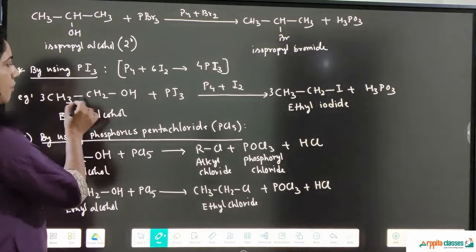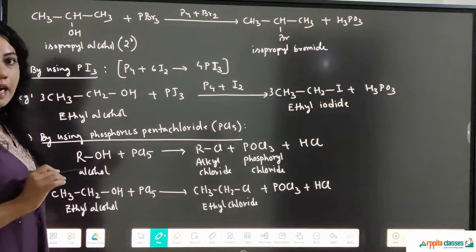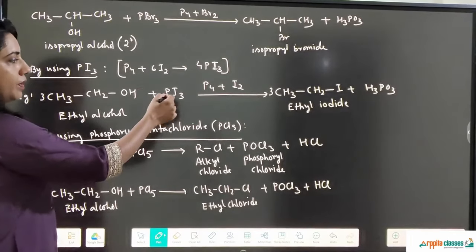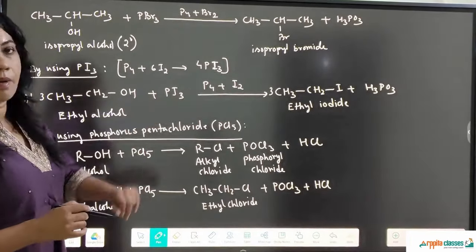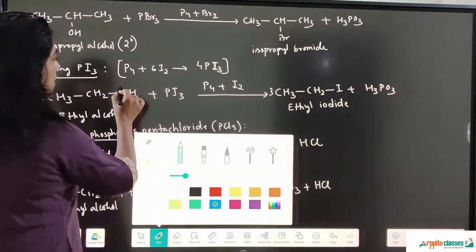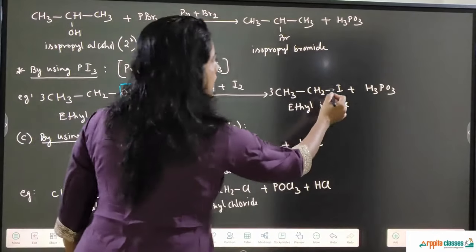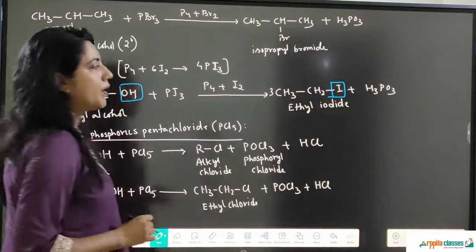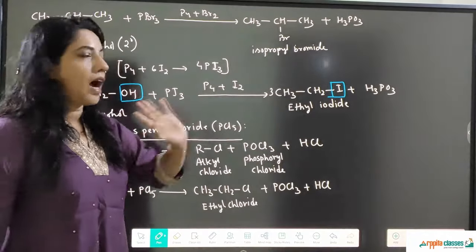So here this is my 1 degree alcohol. We have taken ethyl alcohol directly, treated with PI3, which is coming from P4 plus I2, and this OH will be substituted by iodine. So here you can see this OH is substituted by iodine. We are getting ethyl iodide.